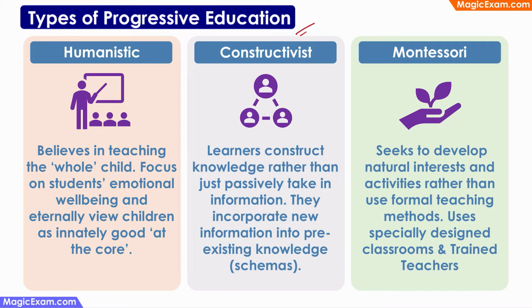Progressive education has been divided into three kinds. We can call them humanistic methods, constructivist methods, and Montessori method. Now in the humanistic method, you are trying to develop a whole child. That is, rather than just focusing on what is given in the textbooks and what is given in the syllabus, you are looking at other aspects of development as well. You are focusing on the emotional development, the social development, and even the physical development of the child. The idea here is to build a better human being and not just an expert.